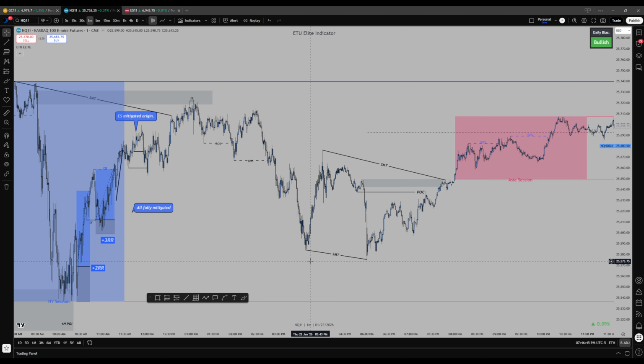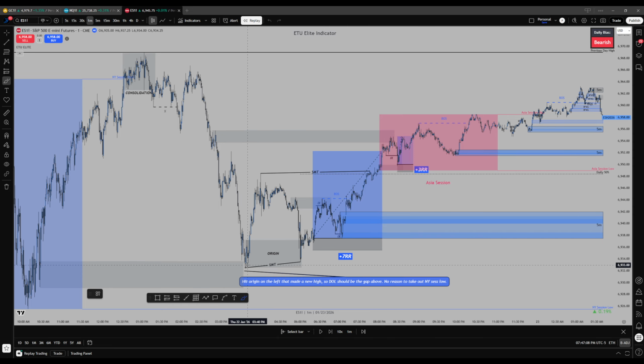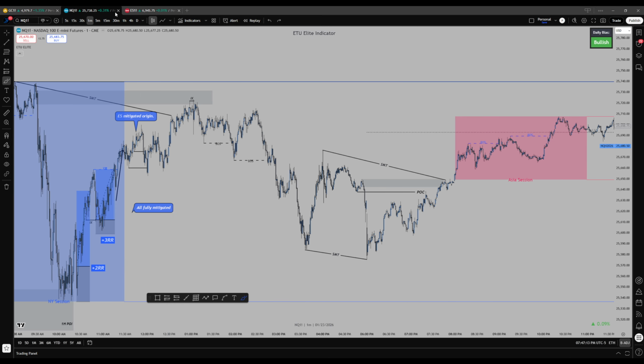Whenever we have SMT, first off, what is SMT? SMT is basically where we have two correlated assets, and one asset makes a higher high or higher low, and the other one does not. You guys see how at 3:37 p.m., NQ's low got taken out at open, literally at 6 p.m. EST. Look at what happened to that same low, 3:37, right at open on ES. ES did not take out that low, but NQ did.